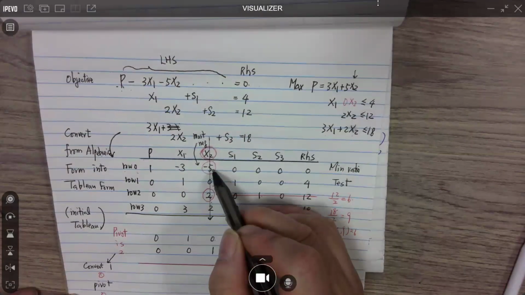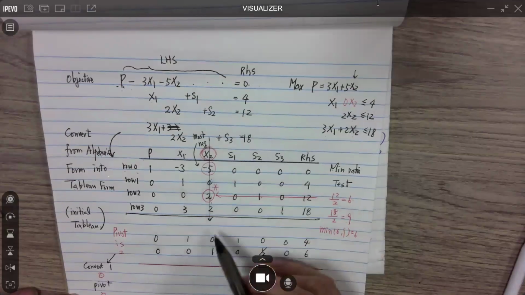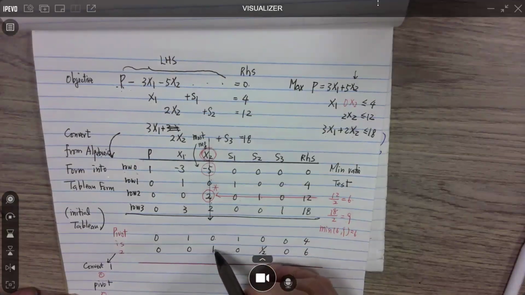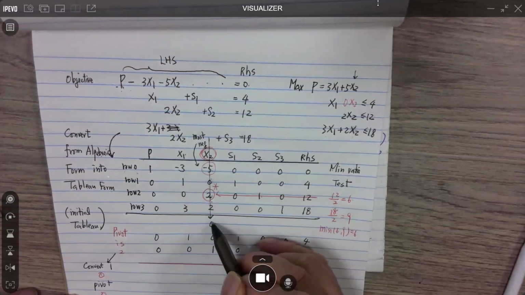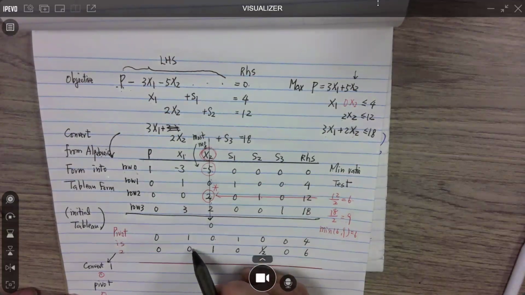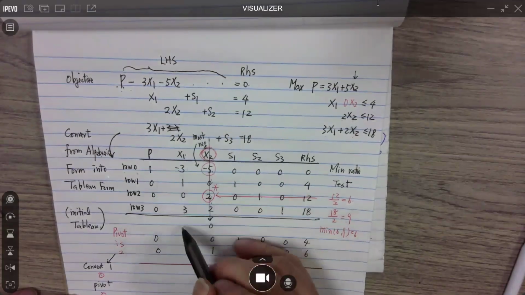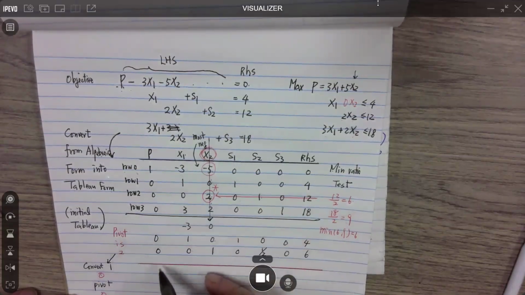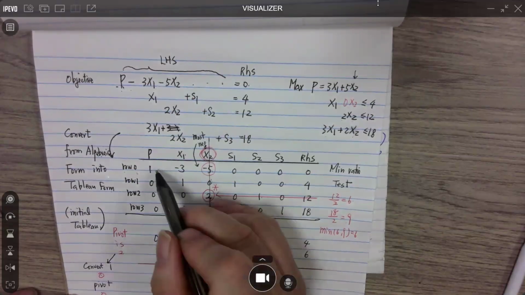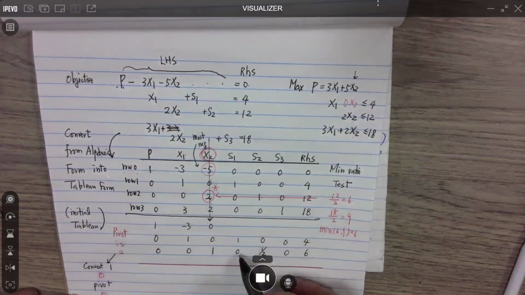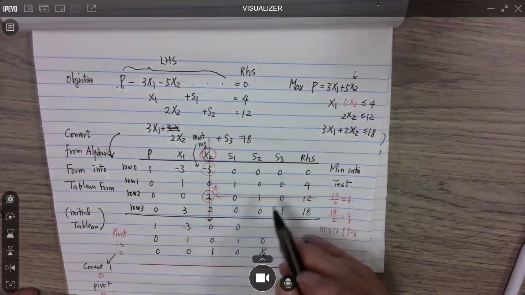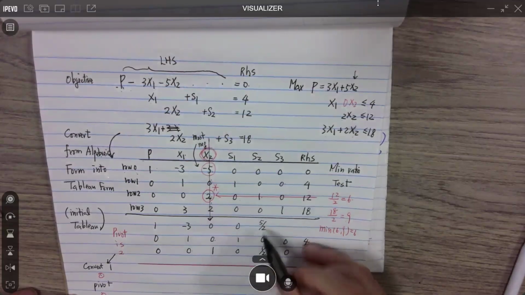But how can I make this become zero? I need to times what? 5. 5 times 1 is 5. Add up to here is 0. Are you with me? I times 5 to 0 is 0. Add up to minus 3 is minus 3. I times 5 to 0 is 0. Add up to here is 1. I times 5 to 0, add up to here is 0. I times 5 to 1 half, add up to here is 5 and a half.